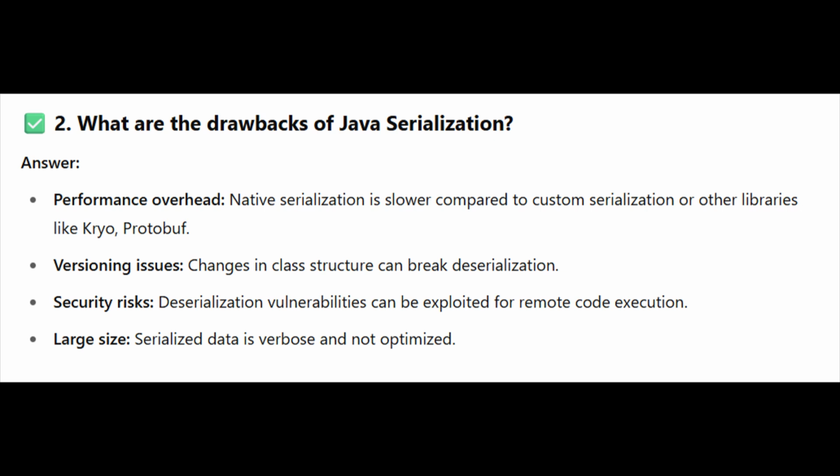2. What are the drawbacks of Java serialization? Answer. Performance overhead. Native serialization is slower compared to custom serialization or other libraries like Kryo, Protobuf. Versioning issues. Changes in class structure can break deserialization. Security risks. Deserialization vulnerabilities can be exploited for remote code execution. Large size. Serialized data is verbose and not optimized.